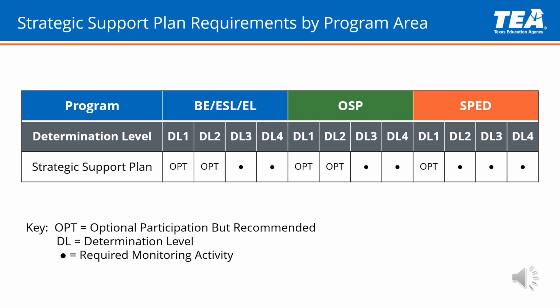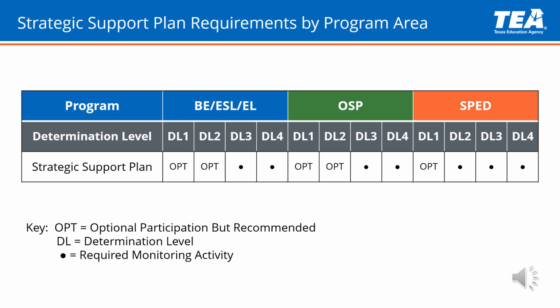LEAs who obtain a determination level 3, needs interventions, or determination level 4, needs substantial interventions related to their bilingual, English as a second language, emergent bilingual, or other special populations programs in the RDA framework are required to submit a strategic support plan to the TEA and engage in regular scheduled support conferences with the TEA Department of Special Populations Monitoring.